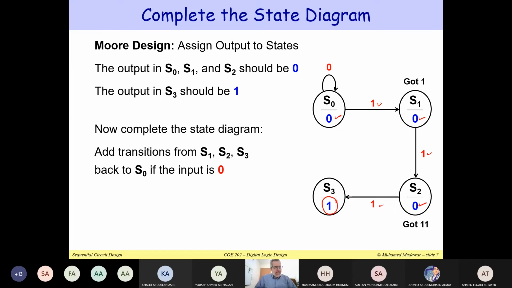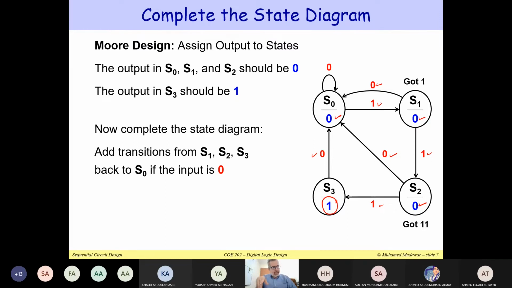We don't really have these transitions, so we have to add them into the state diagram. If you are in S1, after detecting a 1, if the 1 is followed by 0, you go back to state S0. After detecting 1 followed by a 1 and the next input is 0, you go back to state S0. And after detecting a sequence of three 1s and the input is 0, you go back to state S0. So at any state, if the input is 0, this will take you back to state S0.